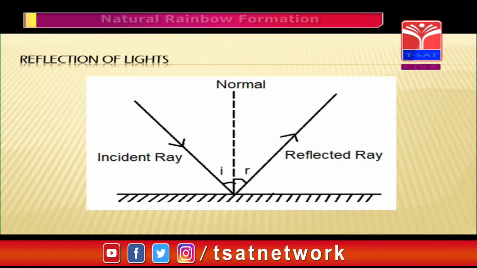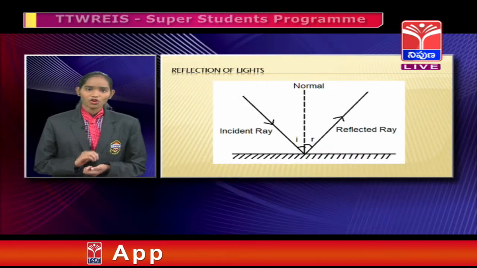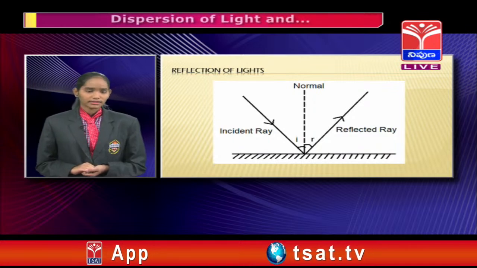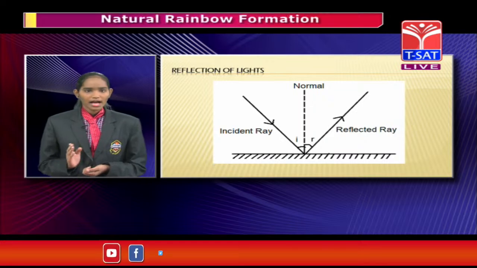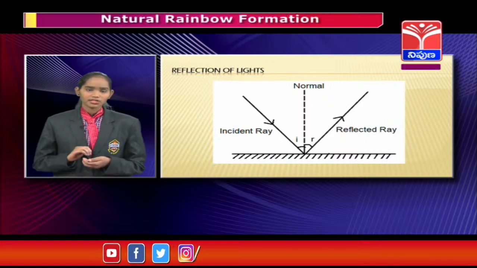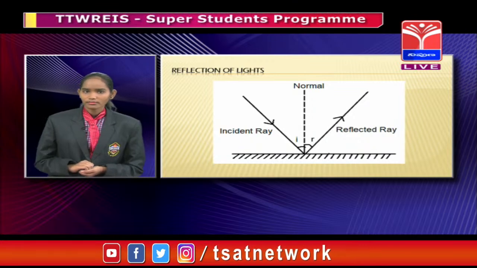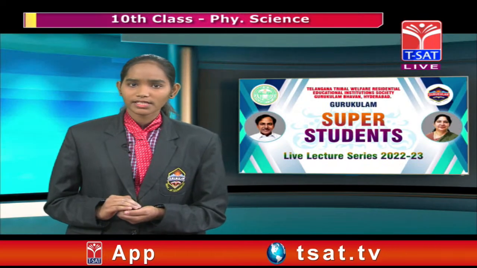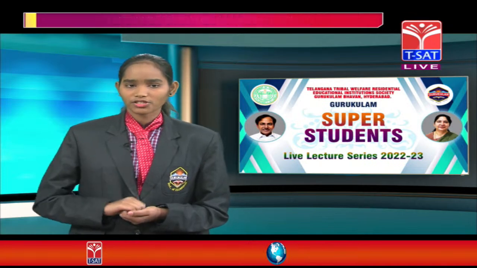So here we will observe that the angle between the incident ray and the normal is called the angle of incidence, and the angle between the reflected ray and the normal is called the angle of reflection. So this is all about the reflection process. What is reflection? It is the process of the light ray reflecting back into the same media. So this is called the reflection process.